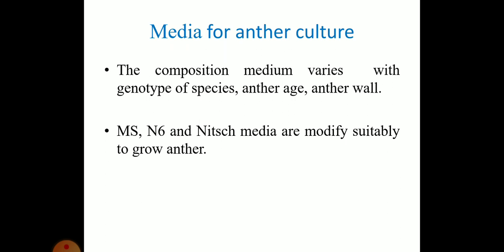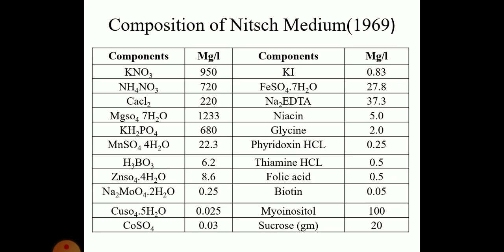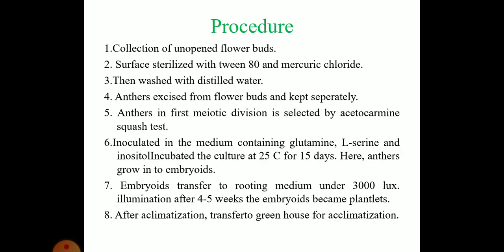Media for anther culture. There is no single medium for anther culture. The composition of the medium varies with the genotype of a species, age of the anther, and factors present in the anther wall. The MS, N6 and Nitsch media are modified suitably to grow the anther culture. The composition of Nitsch medium, 1969. These are the components involved in the Nitsch medium and their quantity in milligrams per liter. This table shows the components and quantities of such a nutrient medium.